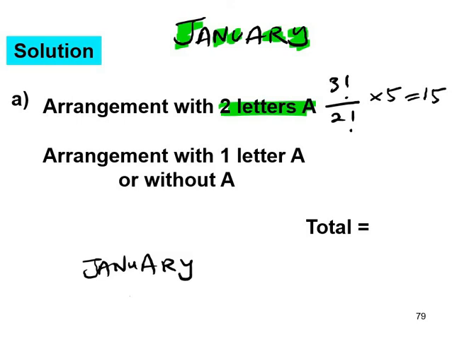And then for arrangement with 1 letter A or without A, I'm going to take out 1 A. So what's left is we have 6P3. Arrange 3, so the answer is 120. So adding up, the answer will be 135.